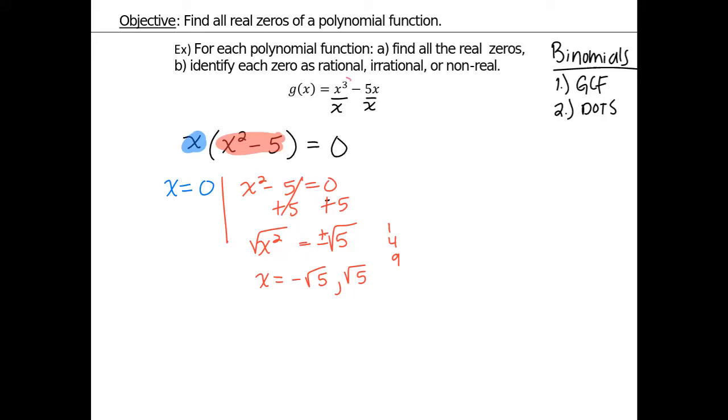And then check the degree. It tells you should have a total of 3 zeros. So I have 1, 2, 3. So I got all of my zeros. Now I have to figure out if they're rational or irrational. So 0 does not have a square root, so 0 would be considered rational. And then I have the negative square root of 5 and the positive square root of 5. Because those have the square roots, those are called irrational.